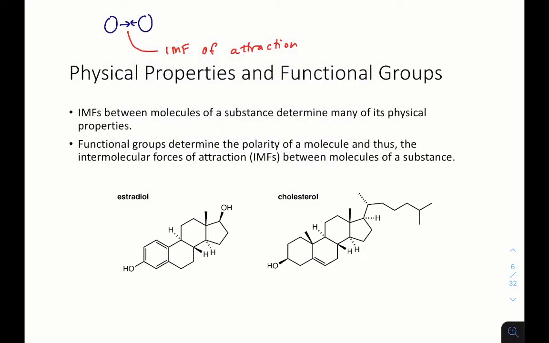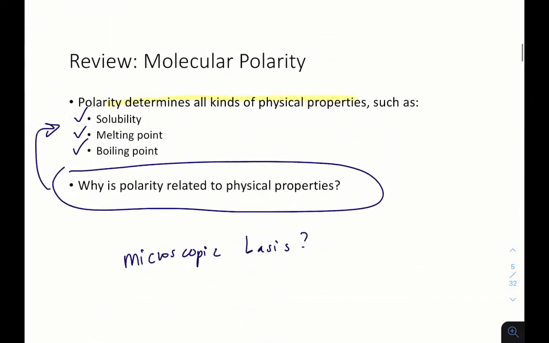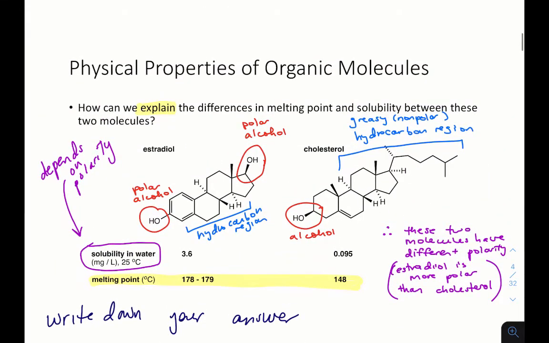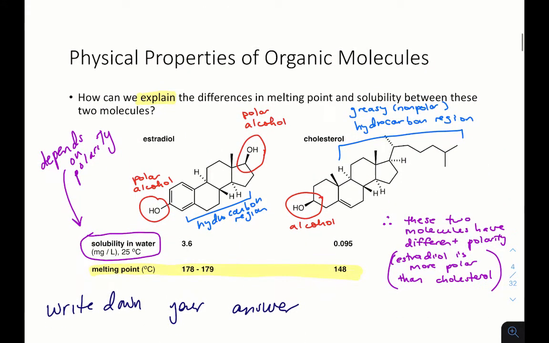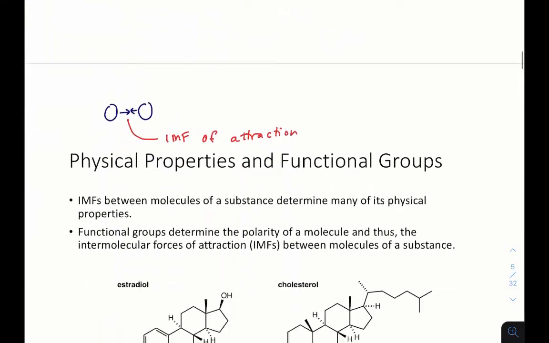So estradiol and cholesterol have different polarities, and so they will have different intermolecular forces. And so those different intermolecular forces result in different properties such as solubility and melting point. And by the end of this lesson, hopefully we can give a more sophisticated explanation for the data that we observed on this slide. However, we have a good starting place.